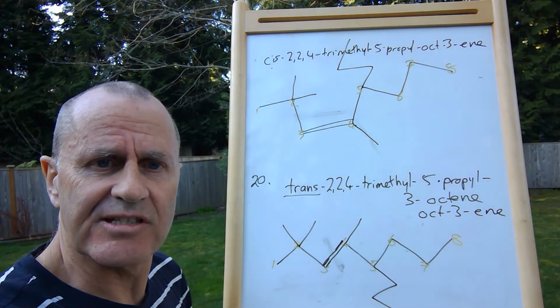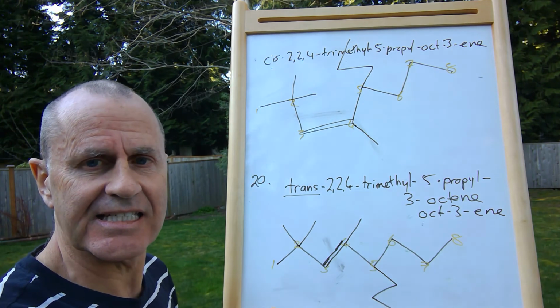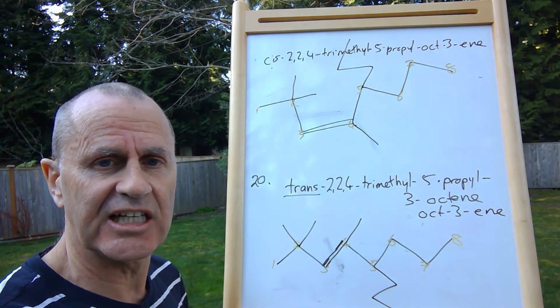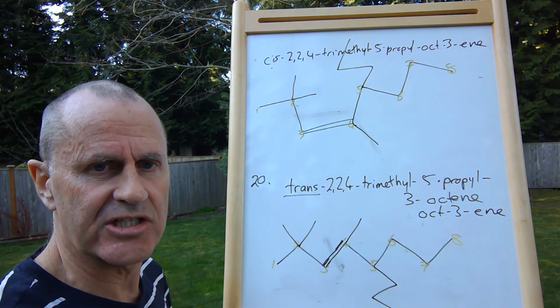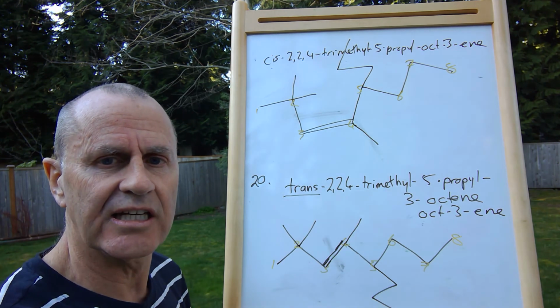So it follows the same rules, you just have to be careful with the enes that the cis and the trans are a little bit different. With alkynes, you don't get that decision to make because an alkyne simply makes a straight line where the triple bond is.